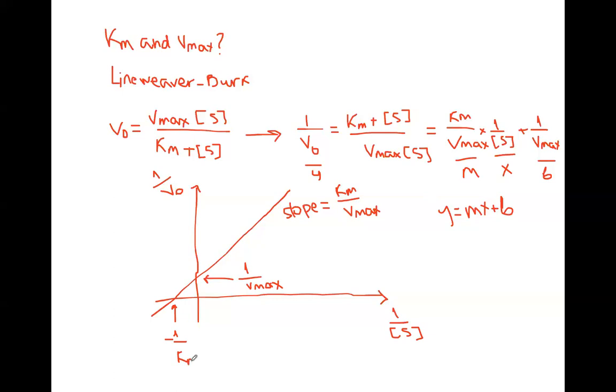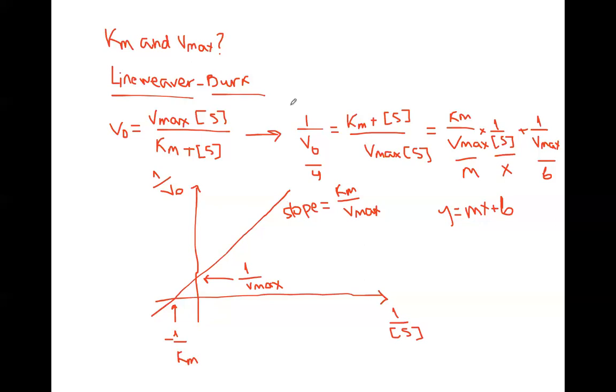You even have more data points than you need, right? So you perform the experiment. Again, you start with different starting concentrations. You measure the velocity. You take the double reciprocal of both of these numbers, plot a graph, measure the slope. From the slope, you get the ratio. From this intercept, you get the reciprocal Vmax. From this intercept, you get the negative reciprocal Km. So basically you can calculate the kinetic parameters using this Lineweaver-Burk approach.